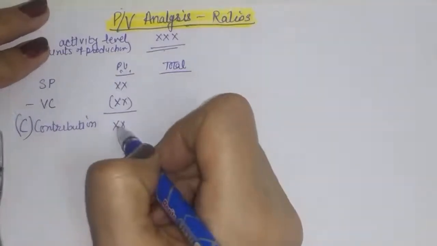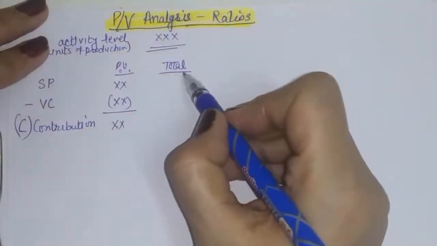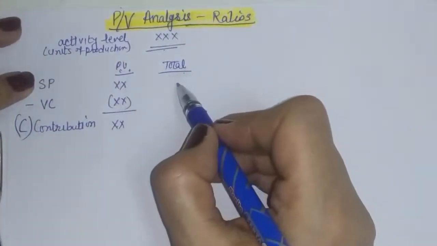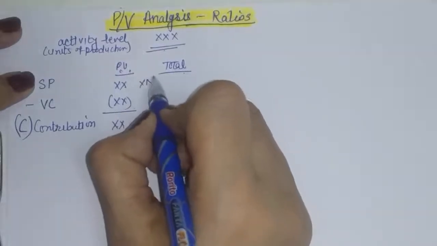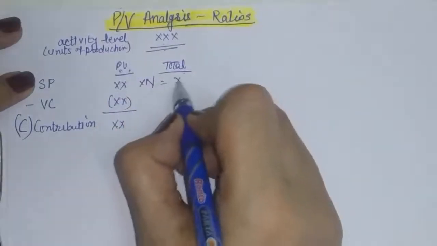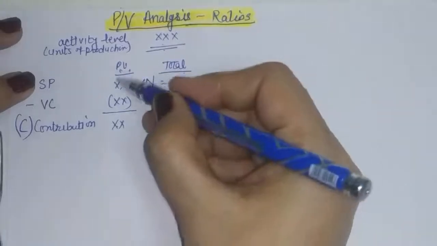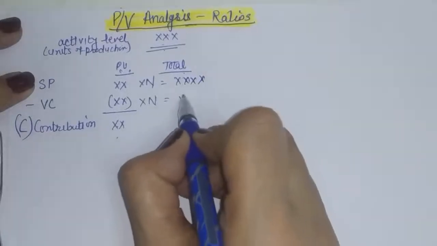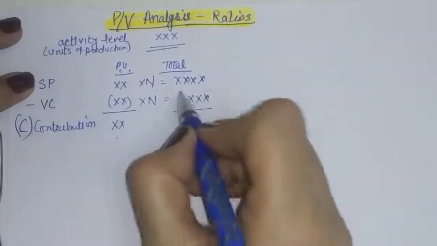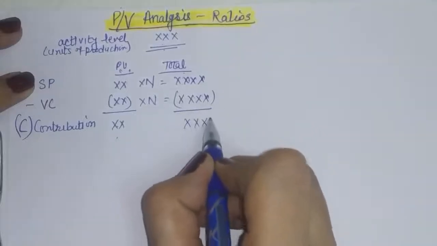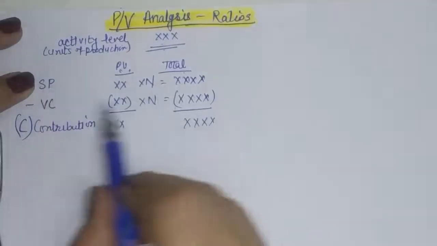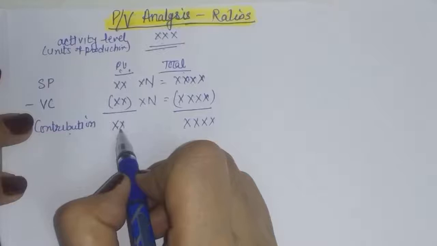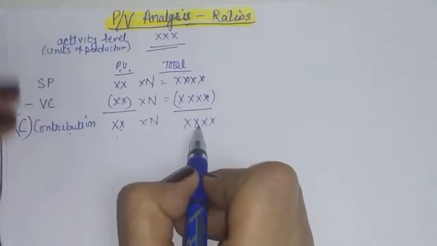Now, if we know the per unit amounts, then how to get total amount? Since this is for one unit, if I want to find out total sales revenue, I'll multiply this with the number of units here and I will get the total sales revenue. So, this is per unit information and this is the total revenue. Same will be the case with the total variable cost. So, you will get total contribution, which is sales revenue minus total variable cost. So if we multiply contribution per unit with the number of units, we will get total contribution.